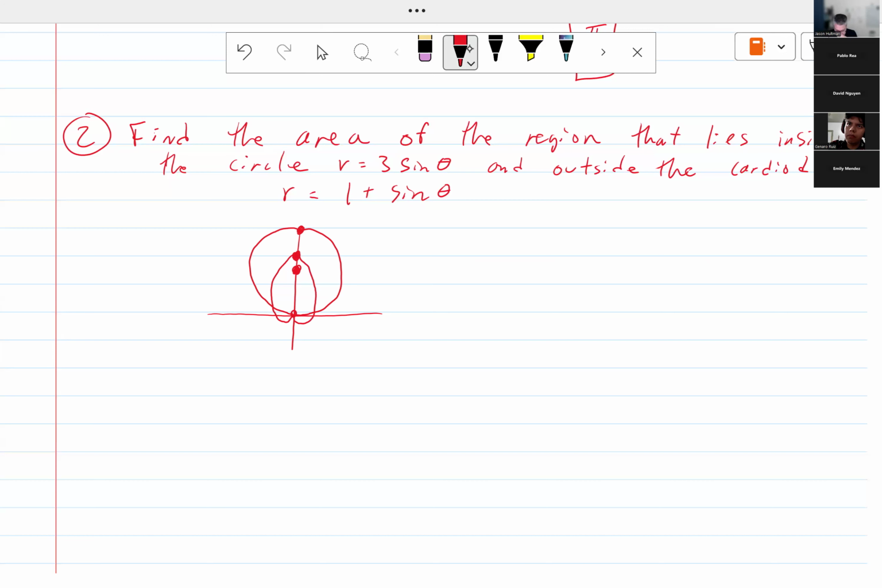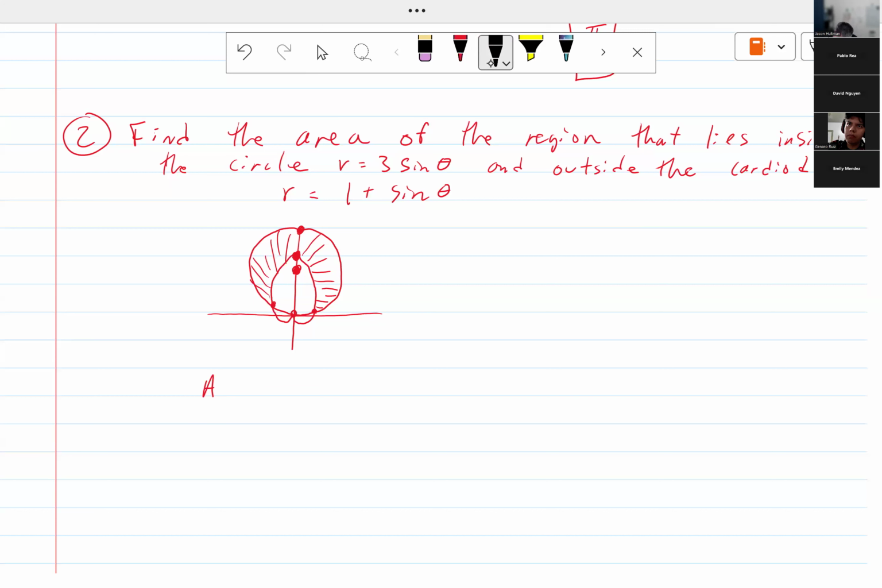Okay, so what do we want? We want this area here. We want the area of the circle minus the area of the cardioid. So the area of the circle between the angles where they intersect. We need to figure out where these two intersect, at what angles?